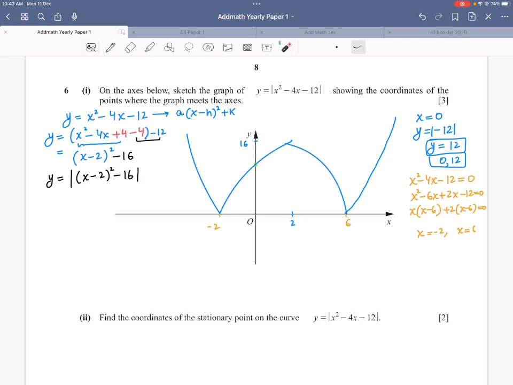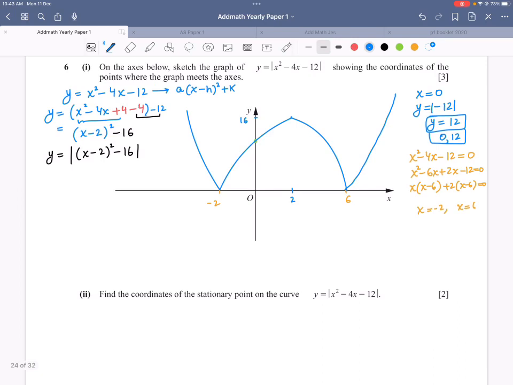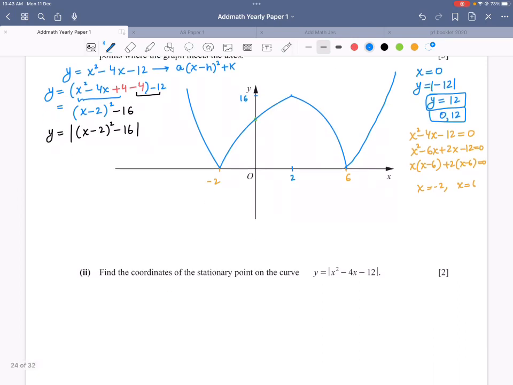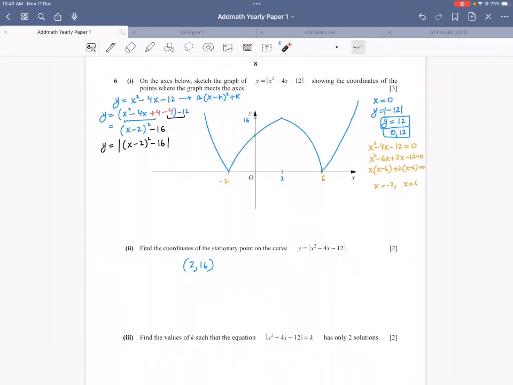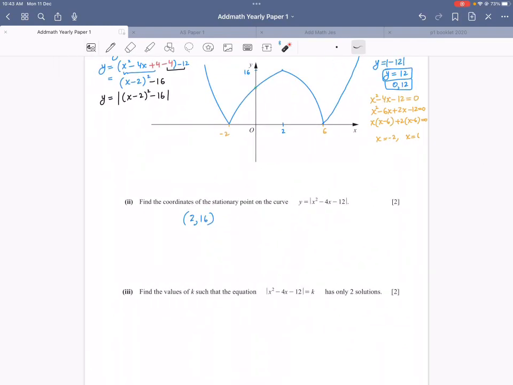What you need to highlight on the graph: the main points, the intercepts, the turning point. These are the must-highlight points on your graph. Somehow that's how your graph looks. It's not exact, but that's the best I can plot on my device. Next, hence find the coordinates of the stationary points on the curve. So we found the stationary point previously, and that was (2, 16), which can easily be found from this equation. Next one, find the value of k such that the equation has only two solutions.